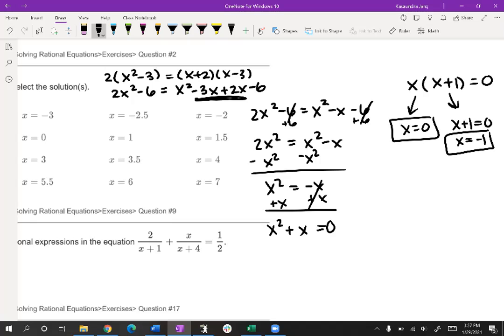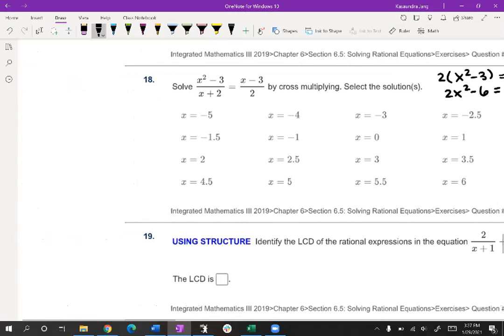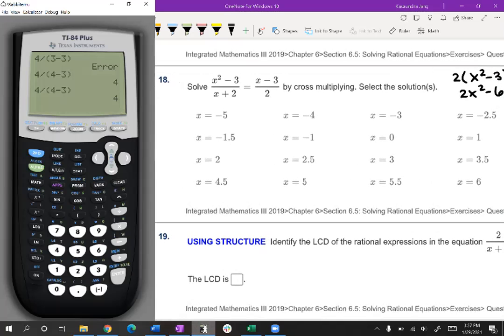So let's check out the 0 and the negative 1 in our original problem. Okay, so the 0, I'm going to put the entire numerator, so the 0 squared minus 3 instead of my x squared minus 3. Okay, there's the entire numerator divided by the entire denominator. So again, when I say the entire thing, I mean I put parentheses around it. Okay, so that's the left side of my equation.